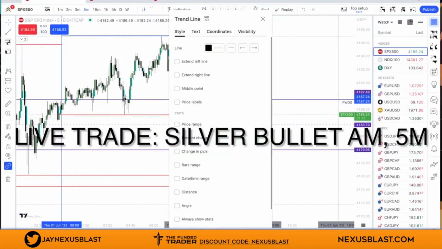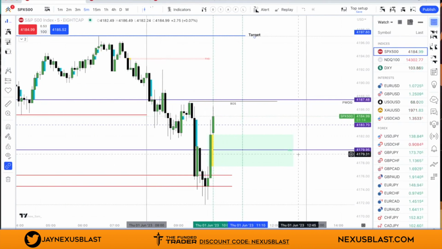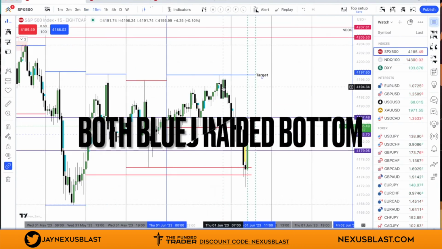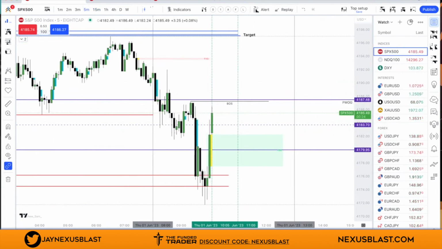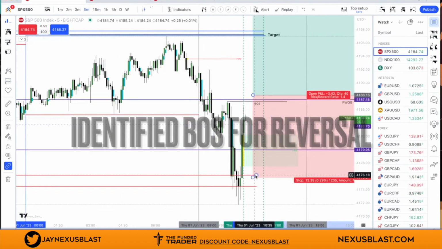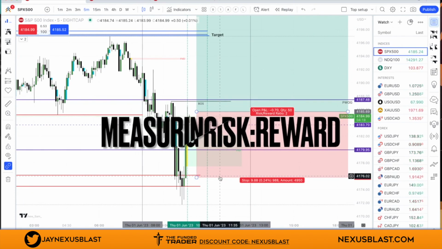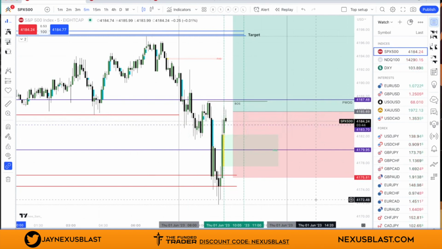So as mentioned, this is the trade in the spreadsheet that is highlighted in blue, which I live streamed. Both blue lines got raided at the bottom. So I'm looking for a break of structure that would give me a confirmation of a reversal. And we see that there's fair value gaps that are being formed, which is a synonym of strong displacement.